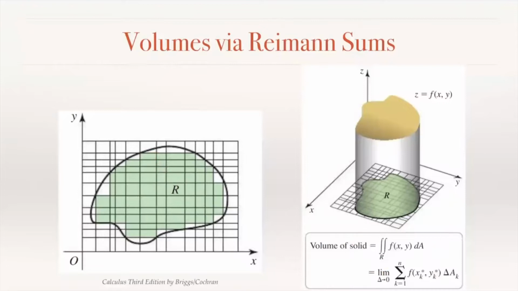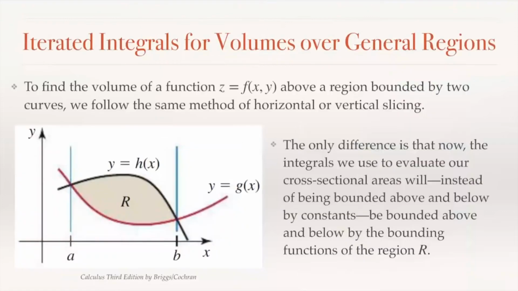And we call that the double integral over that region R of the function f of xy dA, where that function f of xy would be some surface over the xy plane. And the double integral is the volume depicted here above R. And to find the volume of a function z equals f of xy above a region that is, say, bounded by two curves, we follow the same method of horizontal or vertical slicing that we did for rectangles.